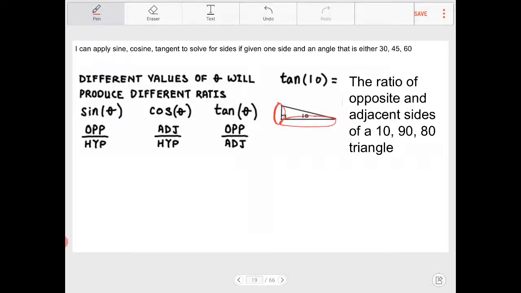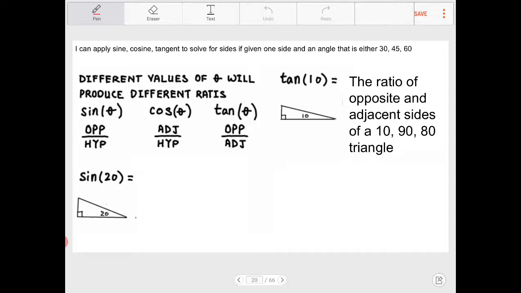So just upon inspection here, do you expect a large ratio or a small ratio based upon the way that this diagram looks? Again, we have the opposite to the adjacent here, right? So if you're thinking it's going to be a small ratio, you're absolutely right. That's because this side length here looks significantly smaller than this guy right here. We expect tangent of 10 degrees to be something very small.